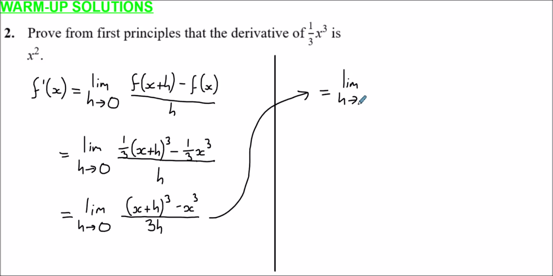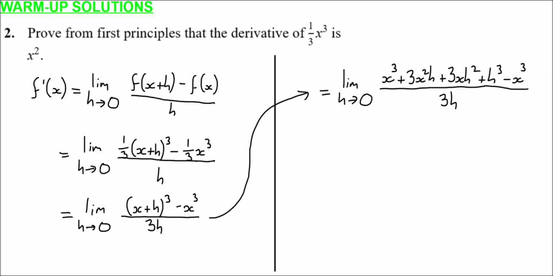So now we can actually expand this bracket and then simplify out. So if we expand x plus h cubed, you could even use a binomial expansion for this, doesn't really matter, but you'd have x cubed plus 3 lots of x squared h plus 3 lots of x h squared, then plus h cubed, then minus x cubed, all over 3h. Now if we look closely at the beginning and end terms on the top, this x cubed here will cancel with this minus x cubed over there.